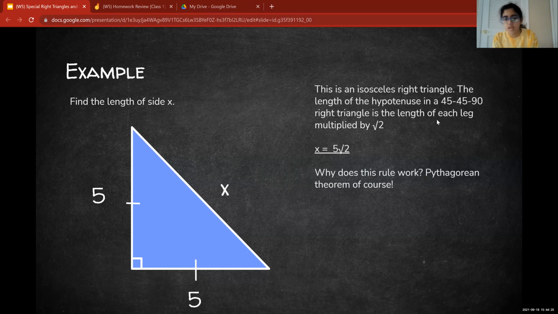I already explained why this rule works earlier. However, this just shows that if we did the Pythagorean theorem, we'd get the same answer.